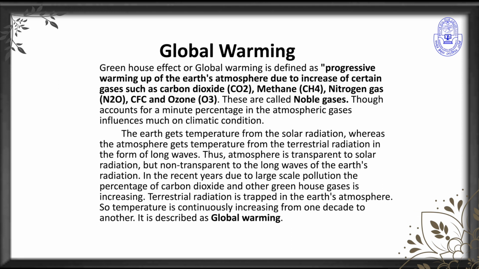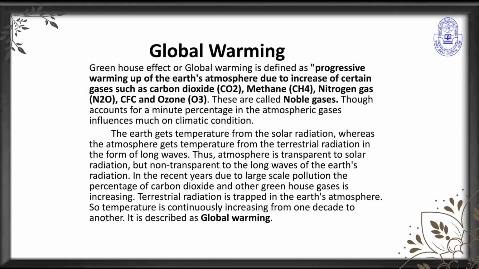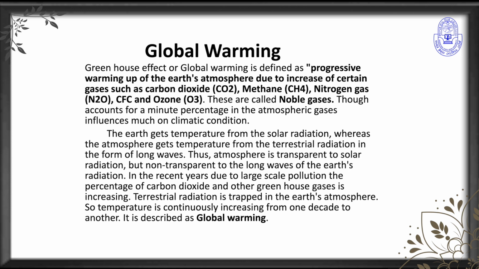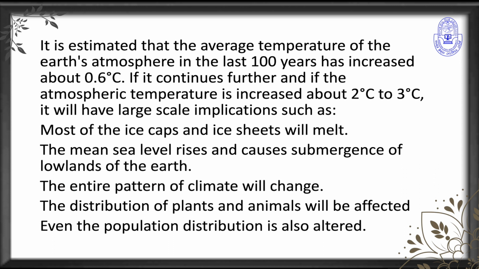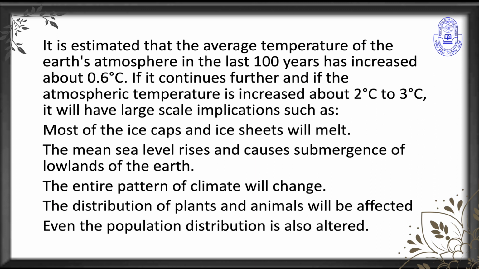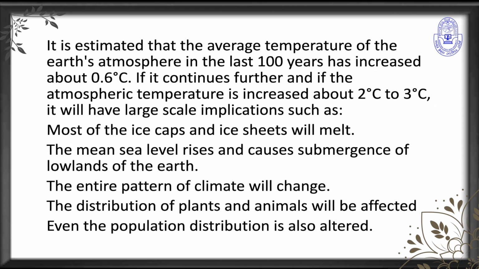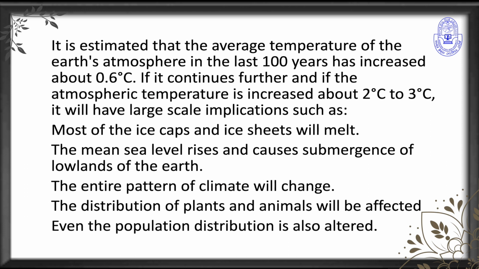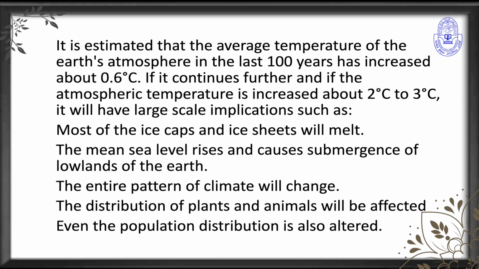Terrestrial radiation is trapped in the Earth's atmosphere, so temperature is continuously increasing from one decade to another. It is described as global warming. It is estimated that the average temperature of the Earth's atmosphere in the last 100 years has increased about 0.6 degrees Celsius. If it continues further, and if the atmospheric temperature is increased about 2 to 3 degrees Celsius, it will have large scale implications such as most of the ice caps and ice sheets will melt.